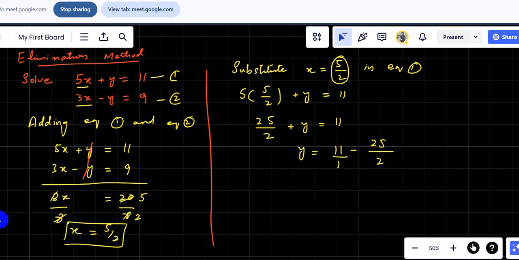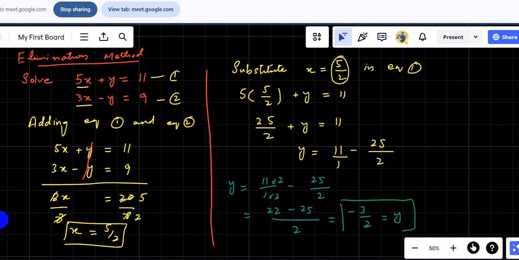We can use LCM, least common multiple. Minus 25 upon 2. Just make their denominators the same. This denominator is 1, and the denominator of this term is 2. So multiply and divide the first term by 2. It will be 11 times 2 is 22, minus 25 upon 2. 22 minus 25 will be minus 3 upon 2. So this will be the value of y.